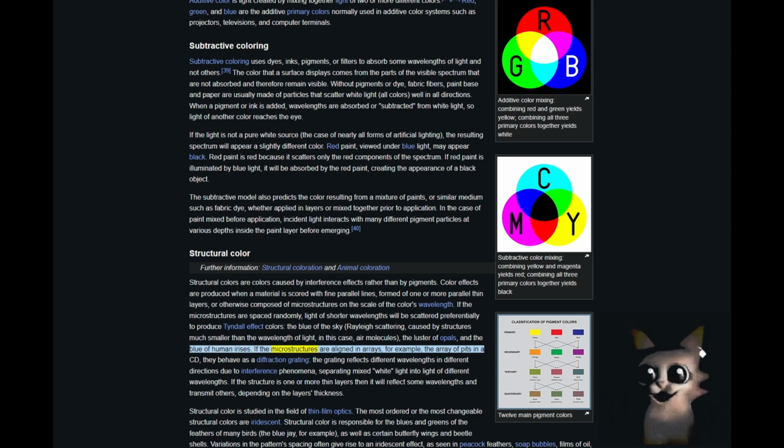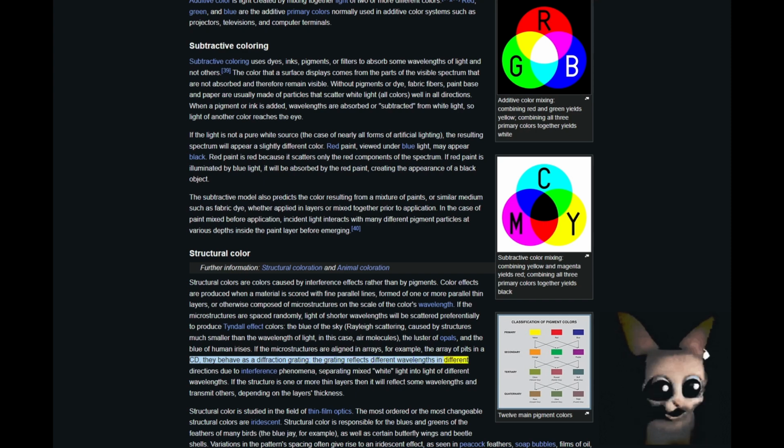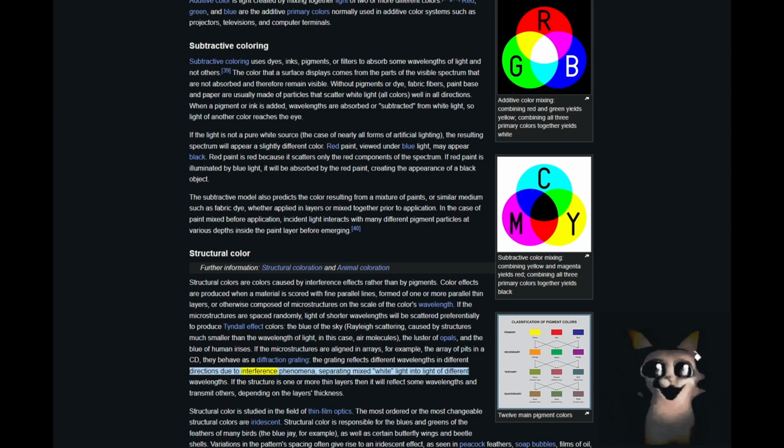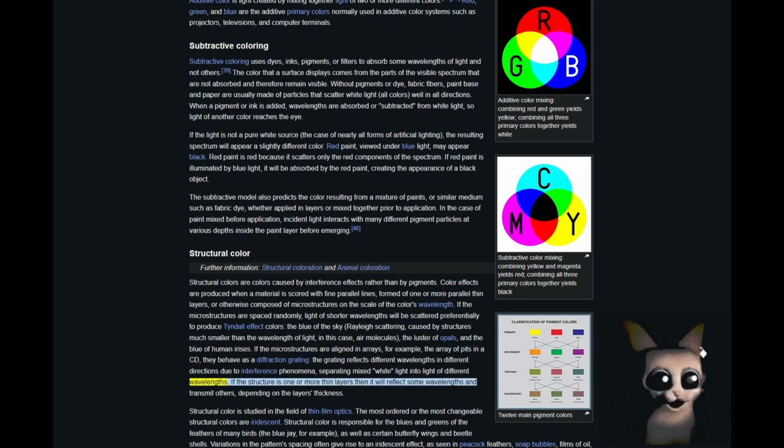If the microstructures are aligned in arrays, for example, the array of pits in a CD, they behave as a diffraction grating. The grating reflects different wavelengths in different directions due to interference phenomena, separating mixed white light into light of different wavelengths.